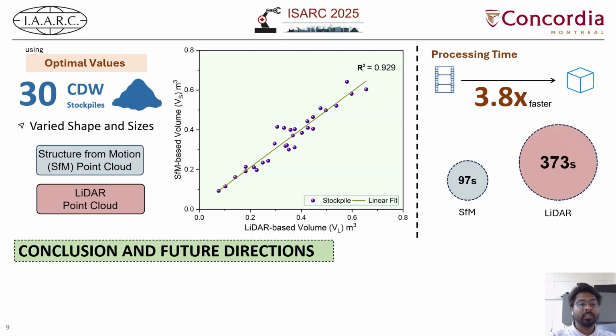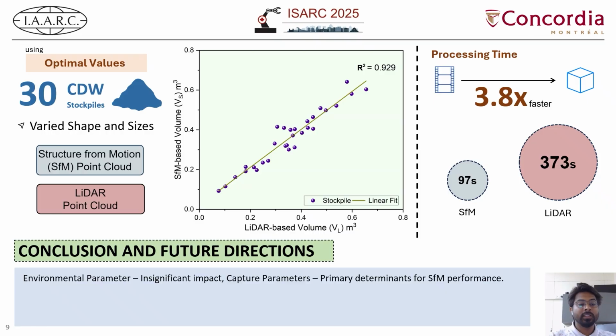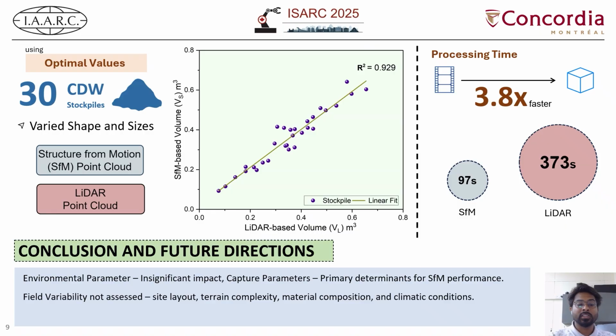So thus, in terms of the conclusion and future direction, environmental parameters had an insignificant impact that we have observed. Also, in terms of capture parameters, we observe that these are the primary determinants for the SfM performance. And also field variability was not assessed for this particular study. Thus, it is recommended to consider how site layout, terrain complexity, material composition, and climatic conditions affect it too.